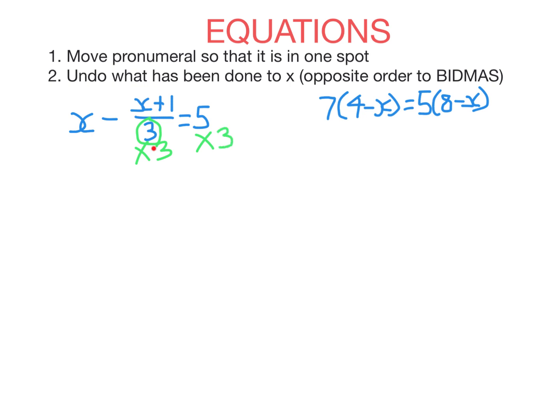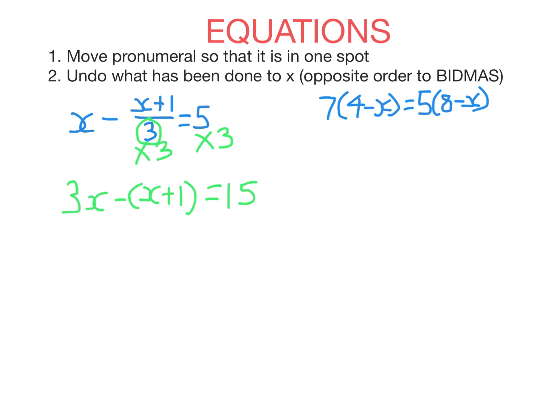Now, when I'm multiplying by 3, I must multiply each individual term by 3. So I multiply x by 3. When I multiply the fraction by 3, I get just the x plus 1, but I have to put it in brackets. I'm subtracting the whole thing, not just the x. On the right-hand side, I go 5 times 3 is 15.